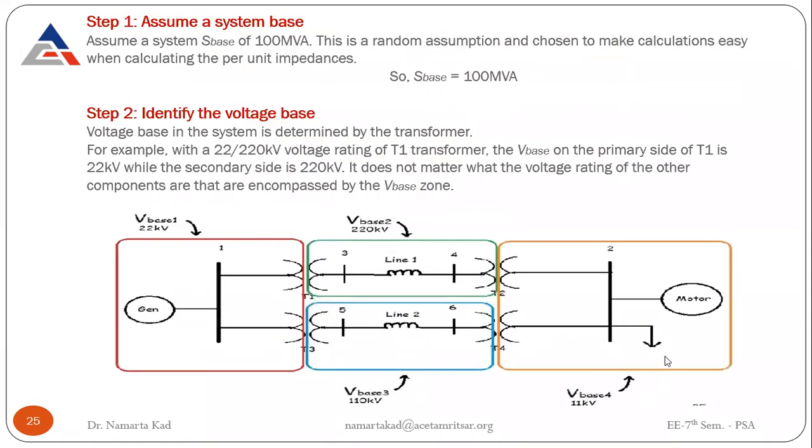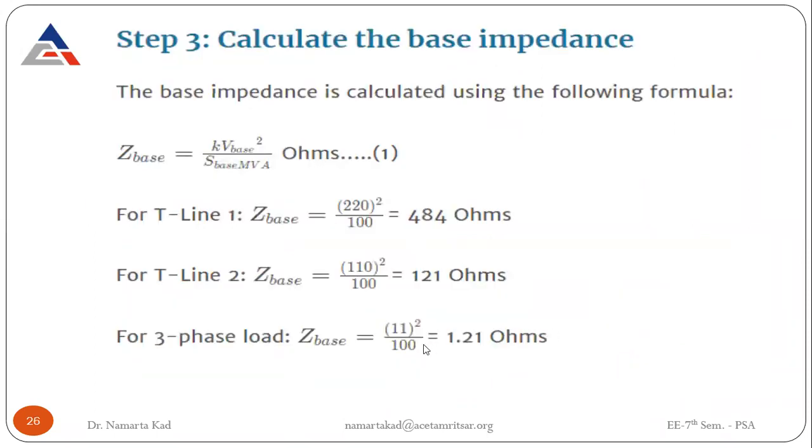See here, this one is our three phase load. And what is the base value in this section? This is 11 kV. So it is 11 square divided by 100, which comes out to be 1.21. So these are the base values for transmission line 1, transmission line 2 and the three phase load.